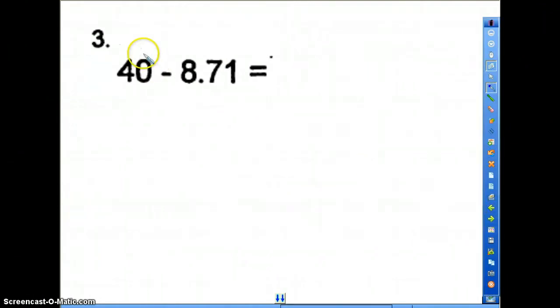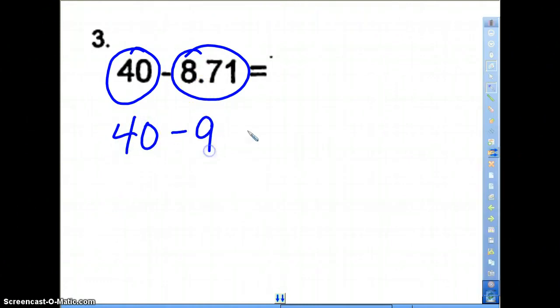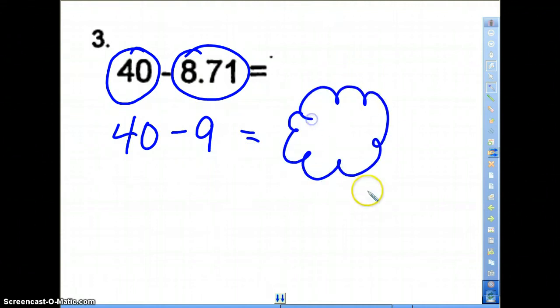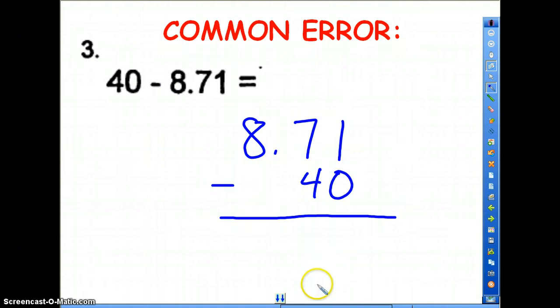Okay. Take a look at this. I have 40 and I'm subtracting 8.71. Well, okay, that's really close to 9. That's like taking 40 and subtracting 9. If I take 40 and subtract 9, what answer do I get? Yeah, I get 31. And anytime I do an estimate, I put my estimate in an answer, and I usually park it somewhere. I'm going to park my estimate up here. Okay? My estimate's 31. So are you going to get 31 when you do this?